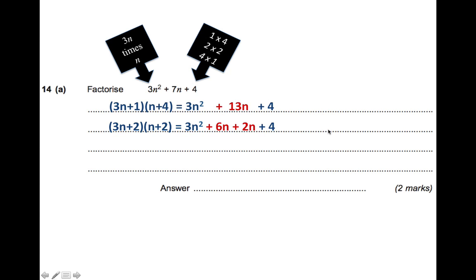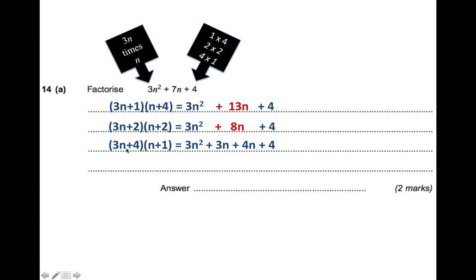So we've got 3n squared plus 6n plus 2n plus 4. The two middle terms go together to make 8n. So 3n squared plus 8n plus 4. But again, that's not the thing we started with because that had 7n in the middle. So I'm going to try the last one. Hopefully, since we haven't got any left to try, this will work.